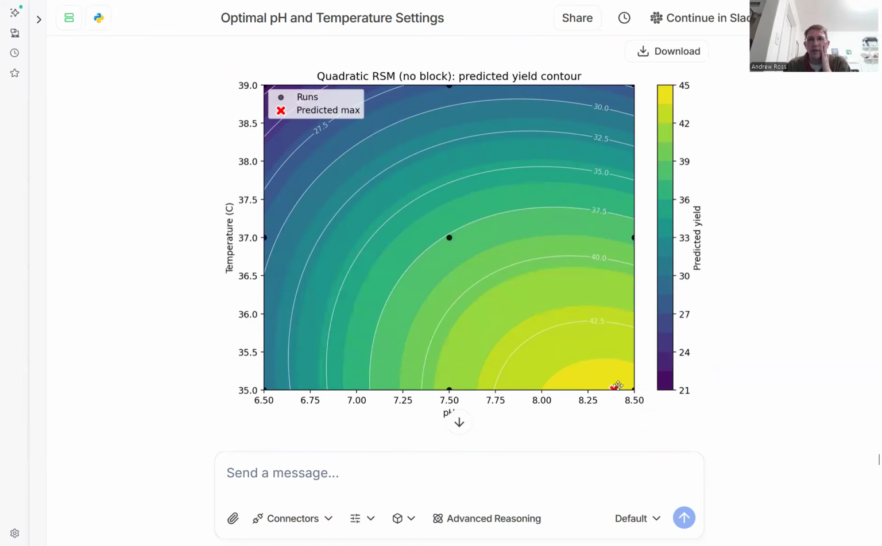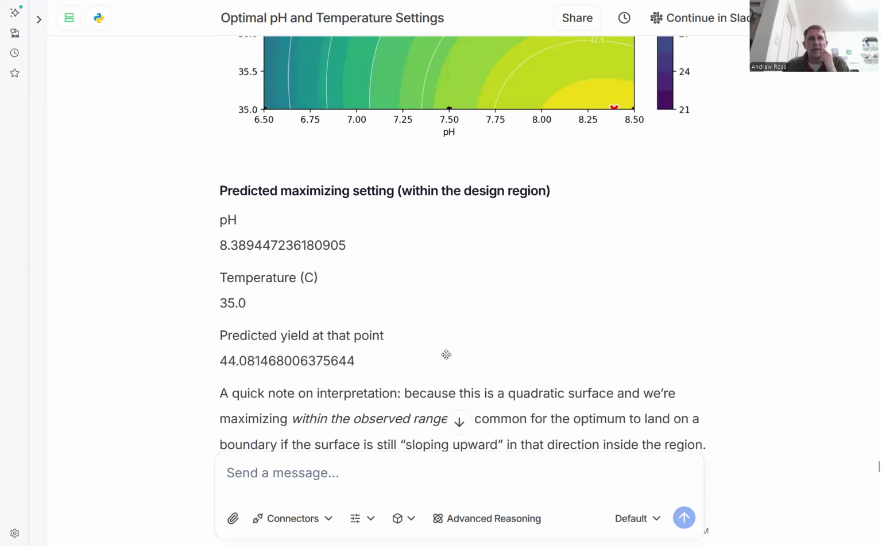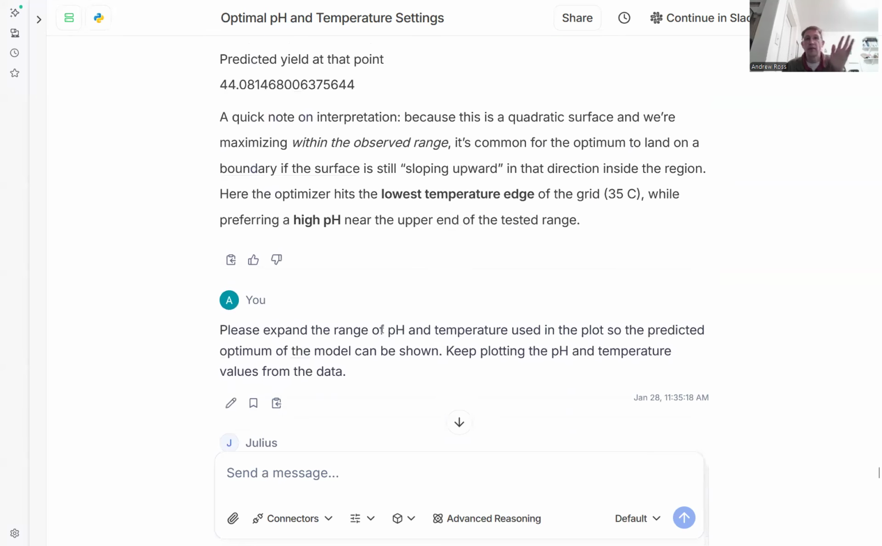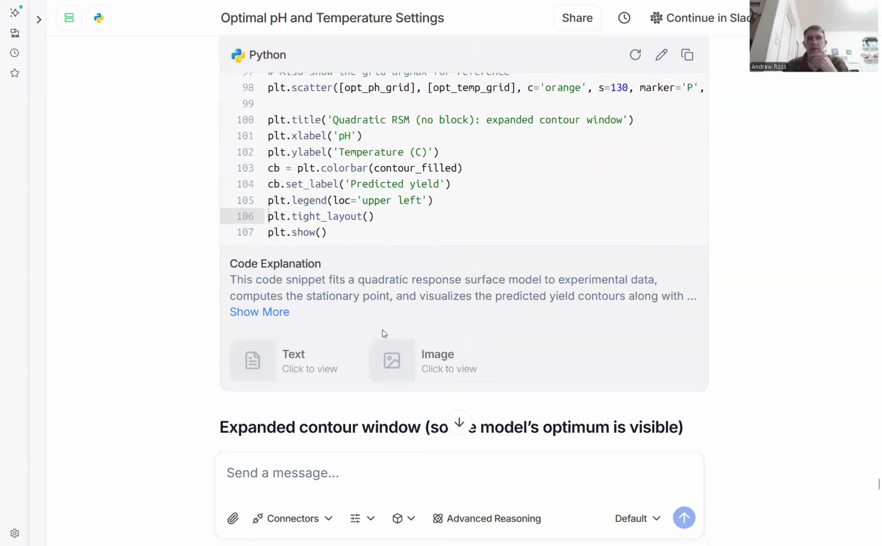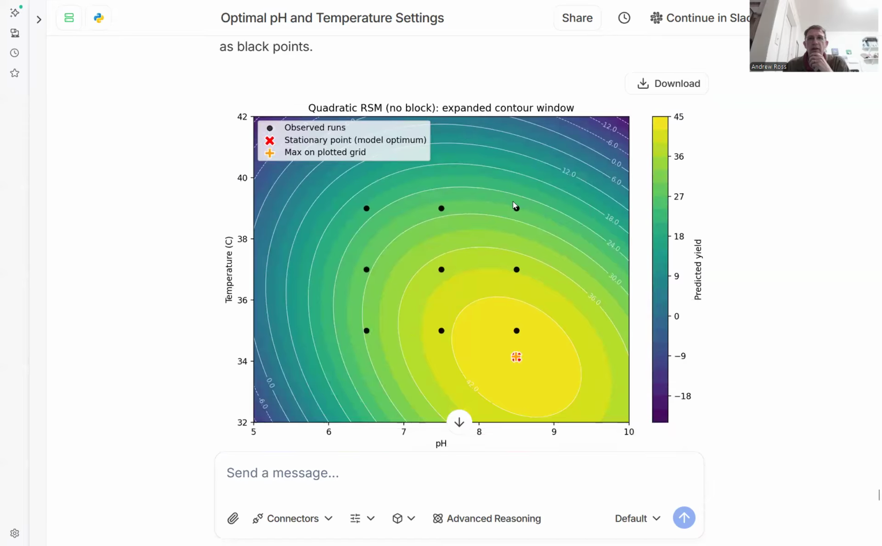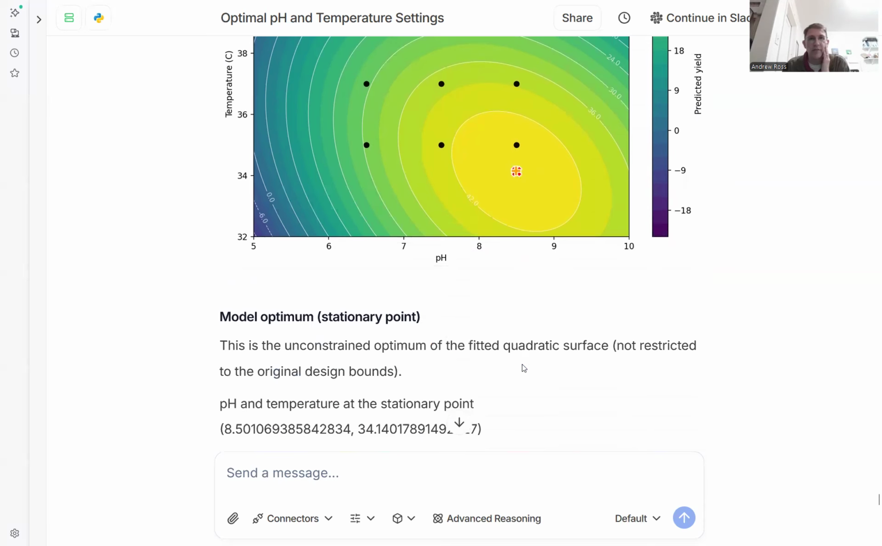And this seems to be the thing that gives the highest predicted yield, at least within the set of experiments we did. Maybe we'd lower the pH a little bit, but we're on the border there. And then I said, expand the range of pH and temperature so we can see where the model predicts the true optimum is. And it says, okay, here's the combinations of pH and temperature we tried, but our model predicts the best combination would actually be out here. So then that can motivate us to go back to doing more experiments out in that range, see if we can get the yield even higher.